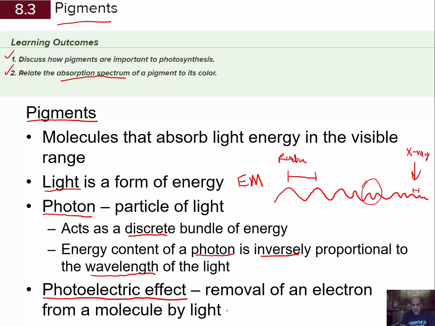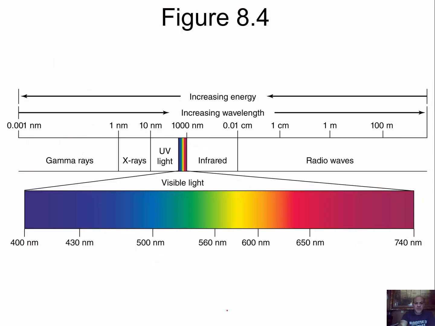In the case of plants, the electron can be used to do the work of producing ATP and NADPH, and ultimately producing organic molecules from that chemical energy. So the photoelectric effect takes our radiant energy and allows us to convert it to chemical energy.